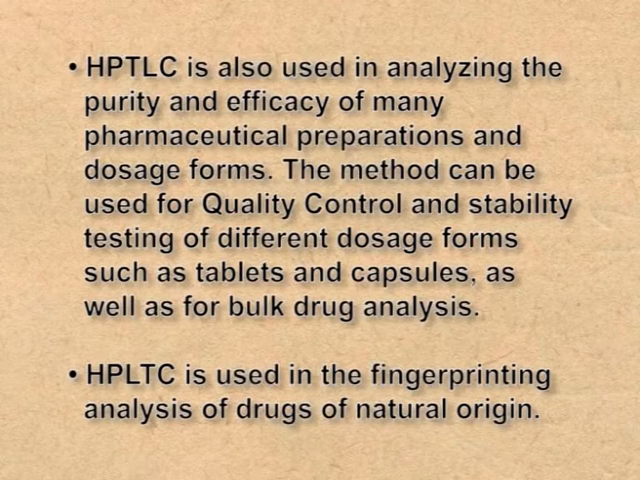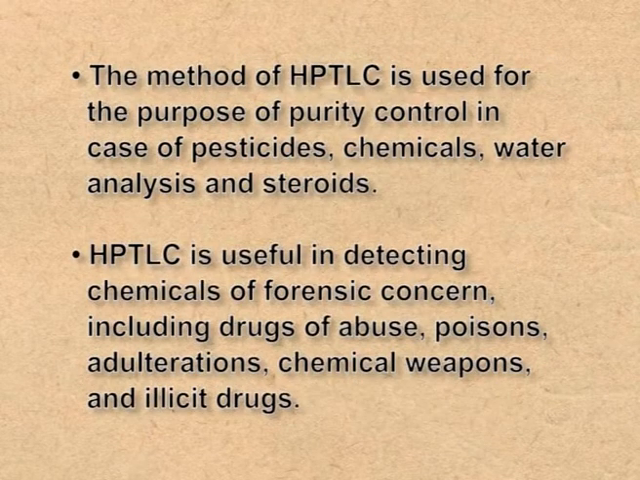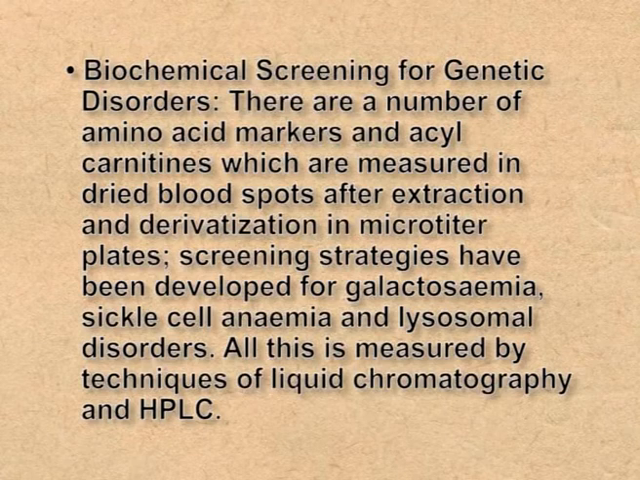The method can be used for qualitative control and stability testing of different dosage forms such as tablets and capsules, as well as for bulk drug analysis. HPTLC is used in the fingerprinting analysis of drugs of natural origin. The method of HPTLC is used for the purpose of purity control in case of pesticides, chemicals, water analysis and steroids. HPTLC is useful in detecting chemicals of forensic concern, including drugs of abuse, poisons, adulterations, chemical weapons and illicit drugs. Biochemical screening for genetic disorders.